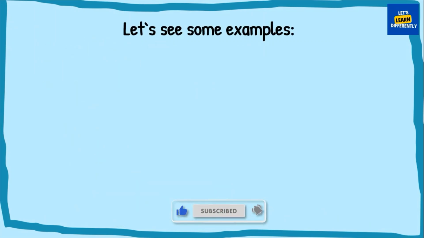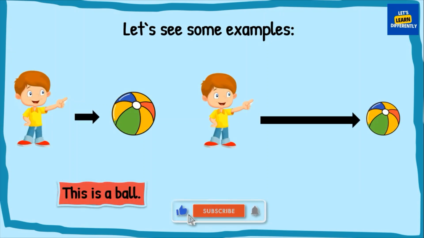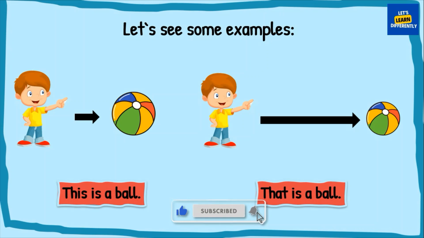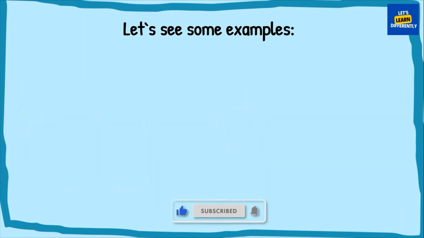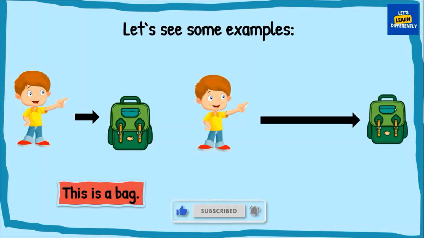Let's see some examples. This is a ball. That is a ball. Now you can see in the picture, the bag is near to the speaker. So we will say this is a bag. Second picture, the bag is far from the speaker. So here we will say that is a bag.